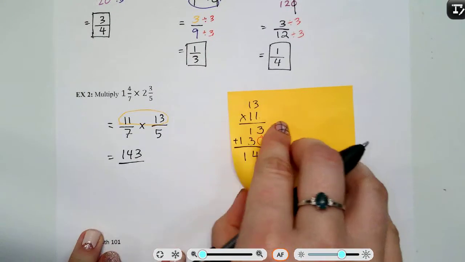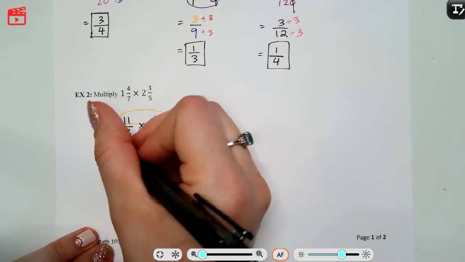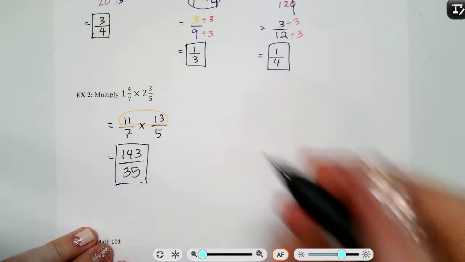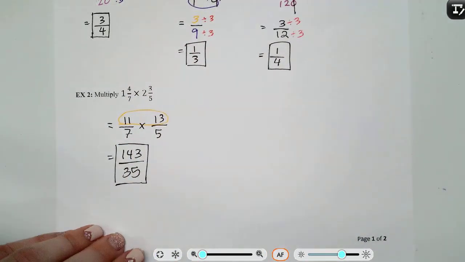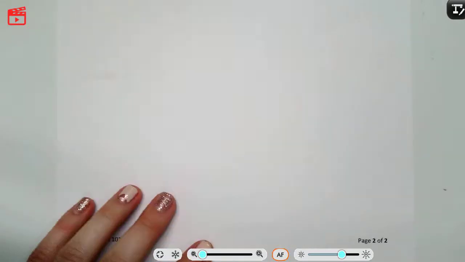Over 7 times 5, which is 35. Okay, and that is it. We are done. Okay, so first thing we had to do was turn those mixed numbers into improper fractions.